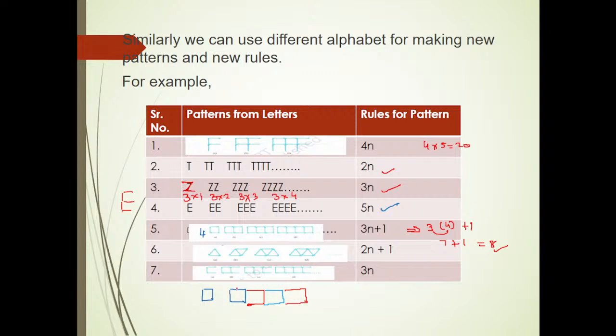Let us check. 1, 2, 3, 4, 5, 6, 7, 8. 3 into 4 is 12, plus 1 it is 13.